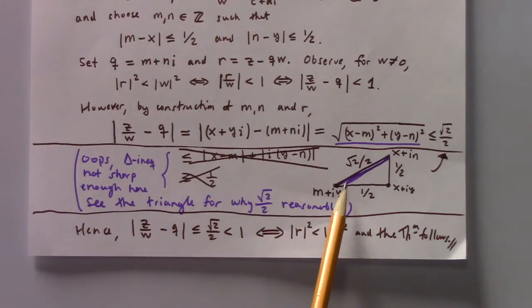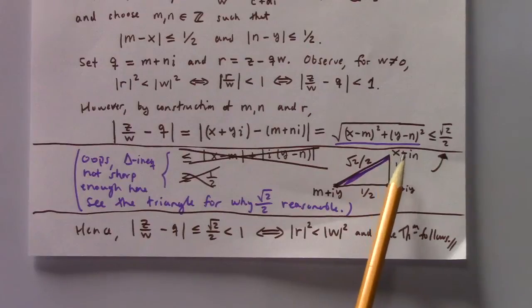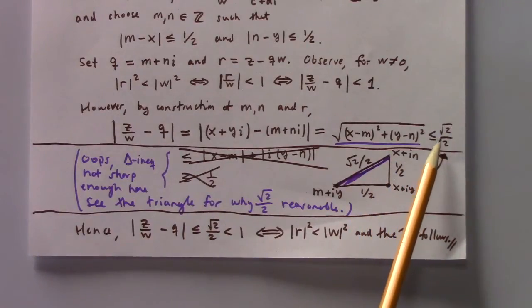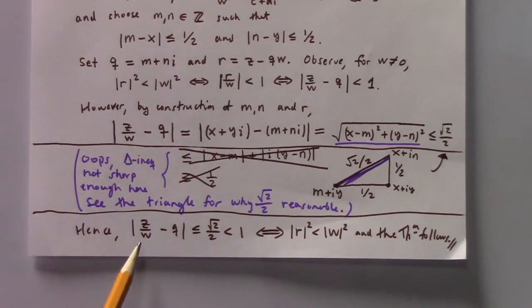In that case, even that worst case scenario, you only have a square root of 2 over 2 distance between this guy and that guy, which is how I get that this inequality is less than square root 2 over 2. Aha, well, that's all I need, though, because then that shows that the distance between z over w and q is less than root 2 over 2, which is less than 1, and therefore the norm of the remainder is less than the norm of the dividing number, as I wanted, and there you go, division algorithm in the Gaussian integers.